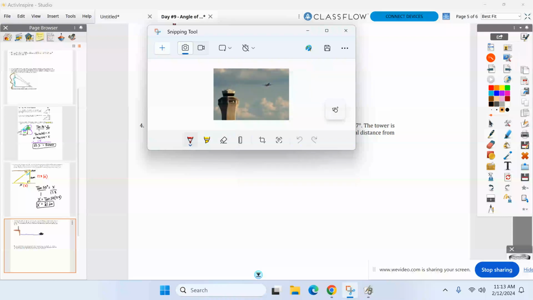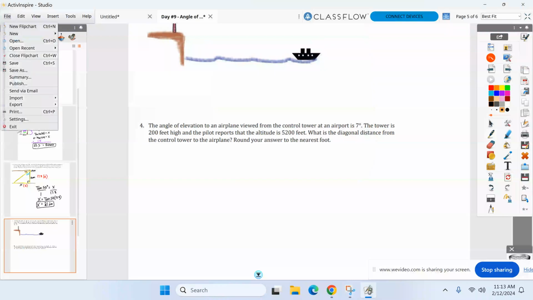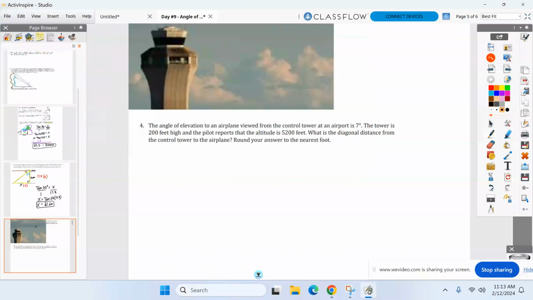All right, so we've got a control tower looking at an airplane. I can't wait to see some of your control towers. I can't wait. And yes, I'll be walking around being critical of them. Peace. There you go.